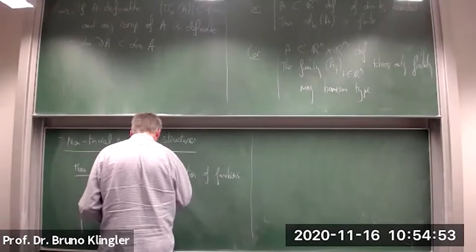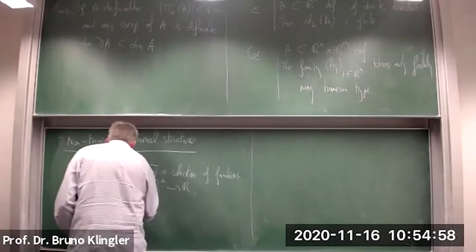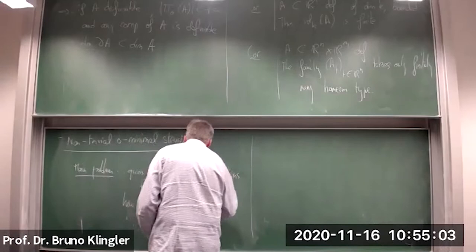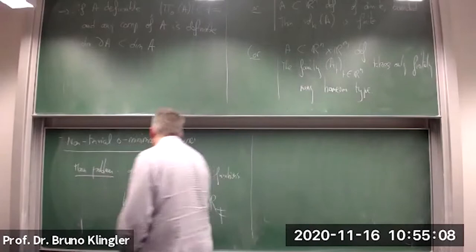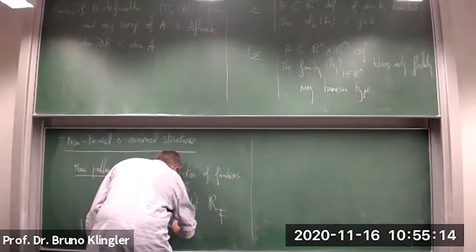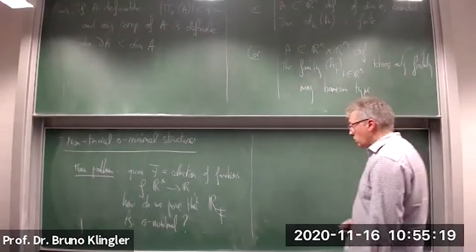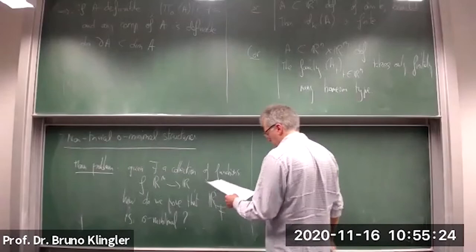How do we prove that the structure R_F generated by this collection of functions is o-minimal or not? And well, there is a quite nice criterion which is easier to check than the properties of the definition.